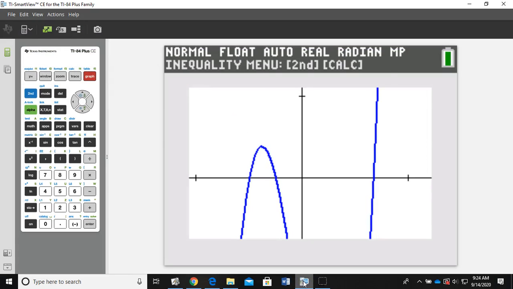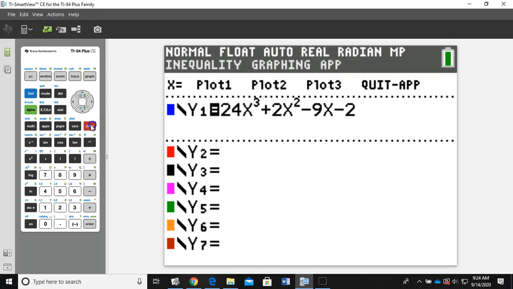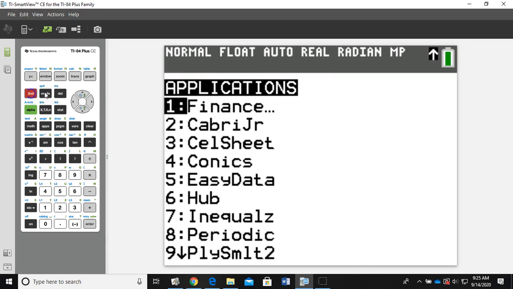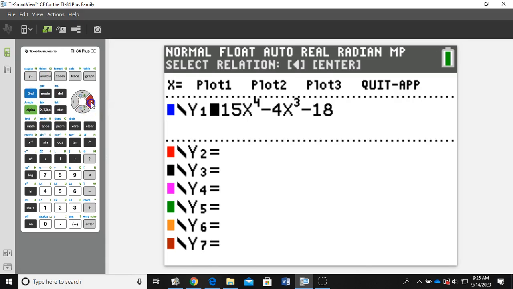So I go to y equals, and I plug in, what was it, 15? 15x to the 4th. How many answers we're going to have, by the way? 4. 15x to the 4th, minus 4x cubed, minus 18x squared. Oh, shoot. Minus 18x squared. There we go. Plus 4x plus 3. And I hit graph.